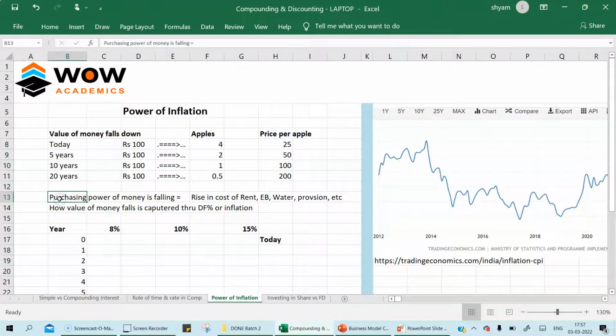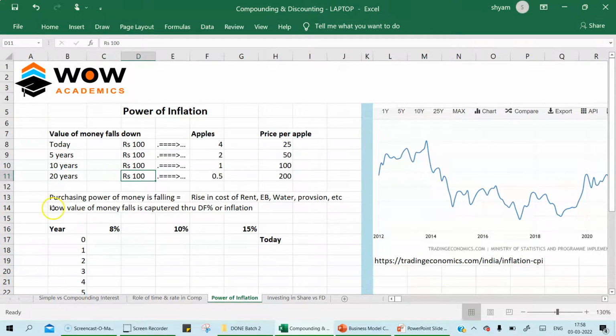Why do we feel like that? The reason is it's not only the price of apple going up, the price of rent, electricity, water, provisions, everything goes up. So when the price of everything goes up, it's actually the value of money that keeps falling, and you can buy with the same 100 rupees only a lesser number of items. So that's the inflation idea here.